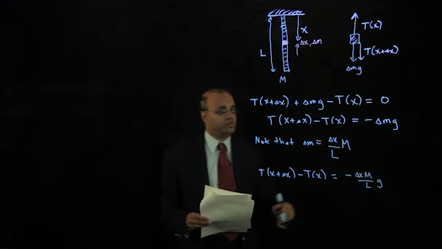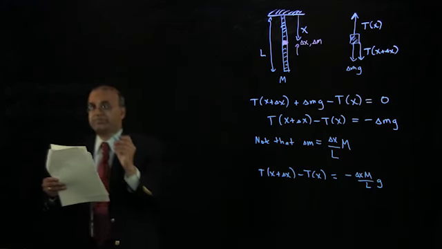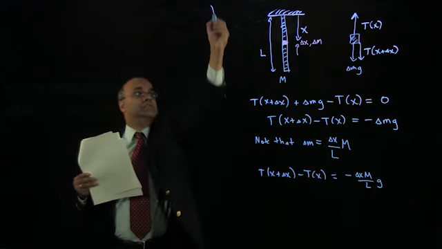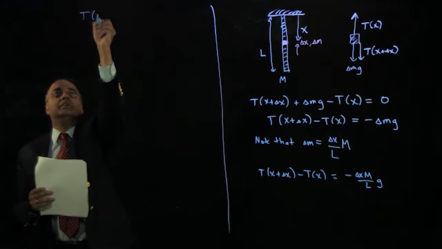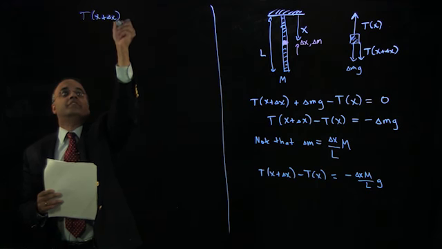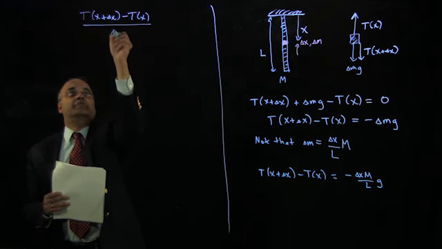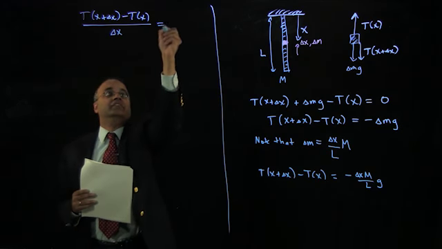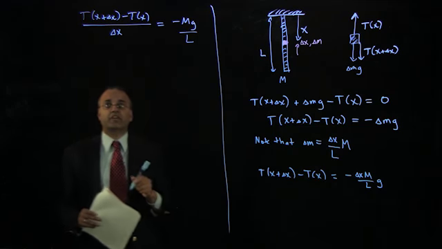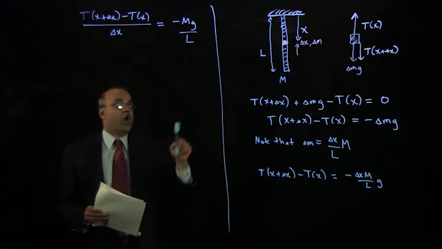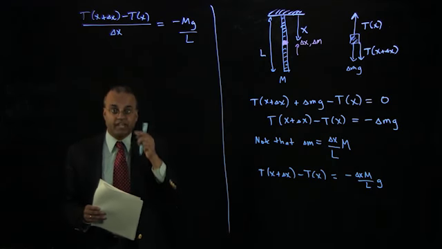Now, I'm going to rearrange this by dividing both sides by delta x. So we have T of x plus delta x minus T of x, divided by delta x, is equal to minus mg over L. This tells us how the tension is varying over this small but finite-sized mass element, delta x.